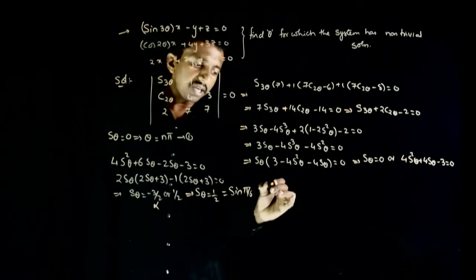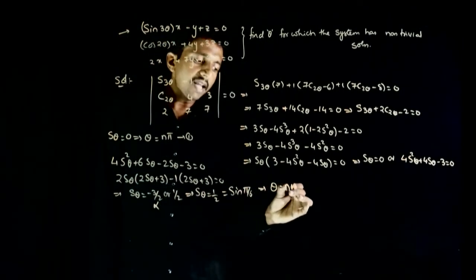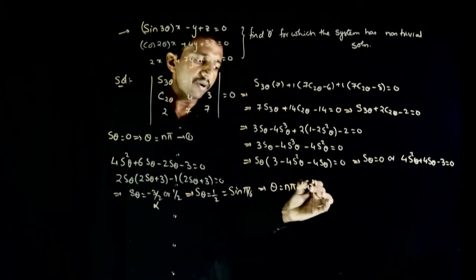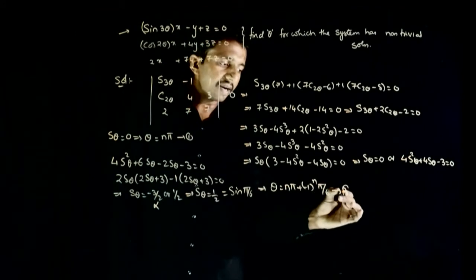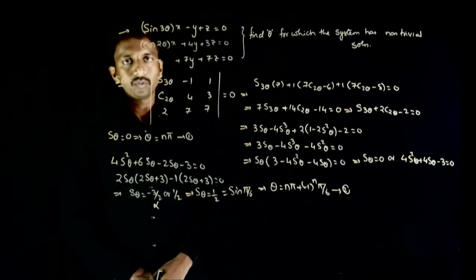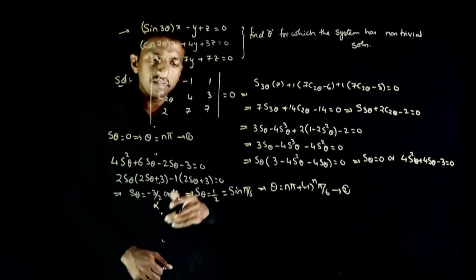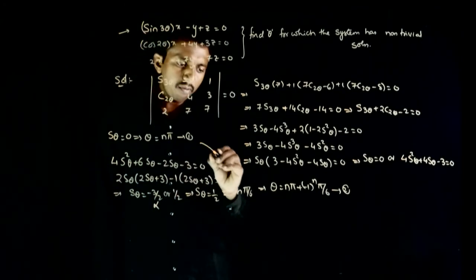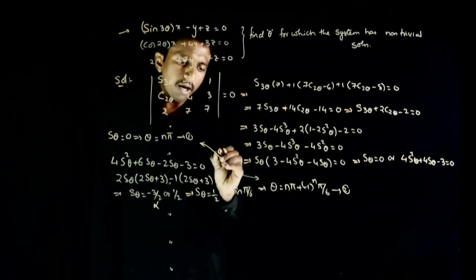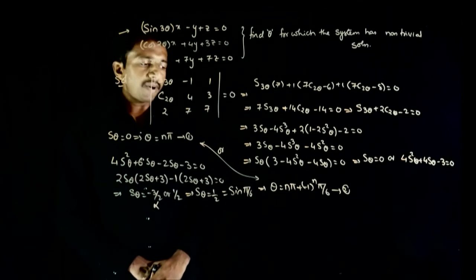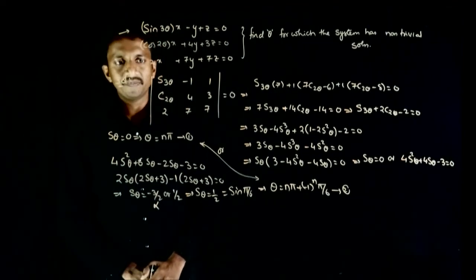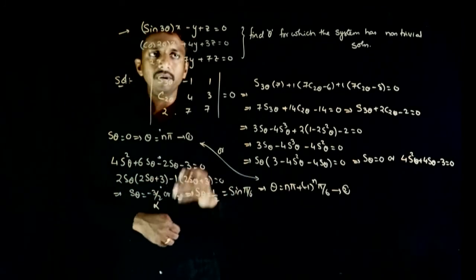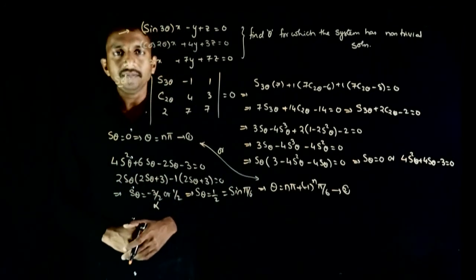The general solution kya hai? Theta is equal to n pi plus minus 1 whole power n times pi by 6. So, this is the second part of the solution. So, what are the possible values of theta? Theta can be n pi or theta can be n pi plus minus 1 whole power n into pi by 6. So, this is the complete solution of this problem. Thank you.